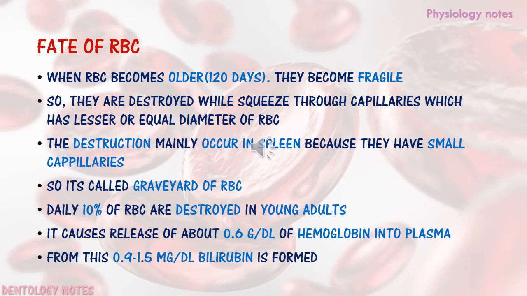Daily 10% of RBC are destroyed in young adults. It causes release of about 0.6 gram per deciliter of hemoglobin into plasma. From this, 0.91 to 1.5 mg per deciliter of bilirubin is formed.